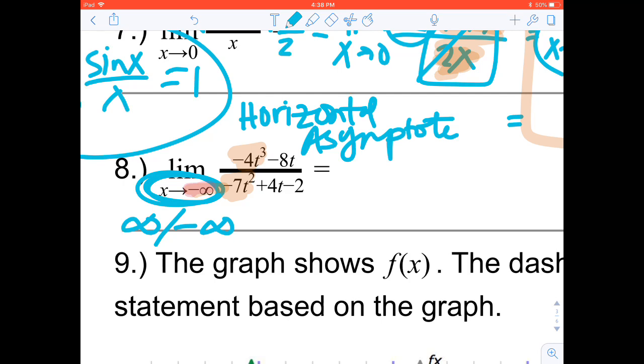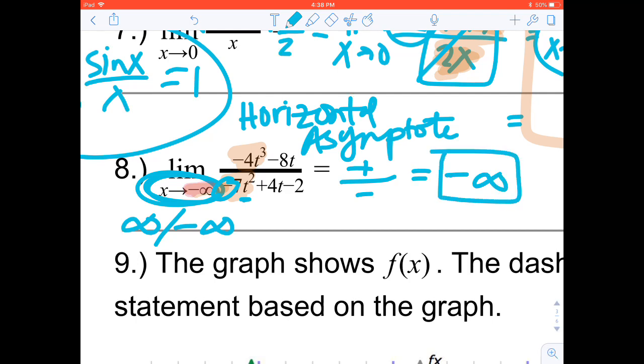So I'm going to think about what happens when I plug in a negative here and a negative there. And when I do that in the top, negative cubed stays negative, times a negative 4 becomes a positive. And then I plug in a negative down here, negative squared becomes positive, times this negative is a negative. Positive divided by negative gives me a negative. So my answer is going to be negative infinity.